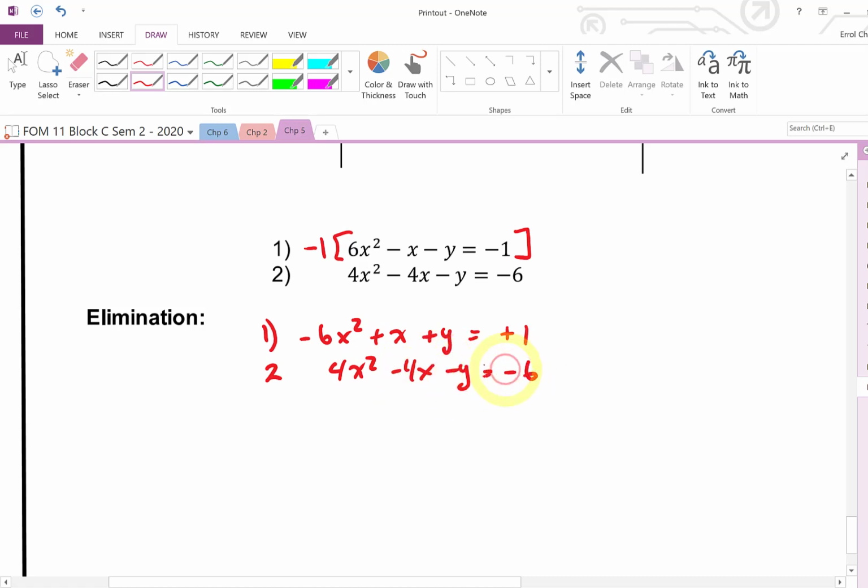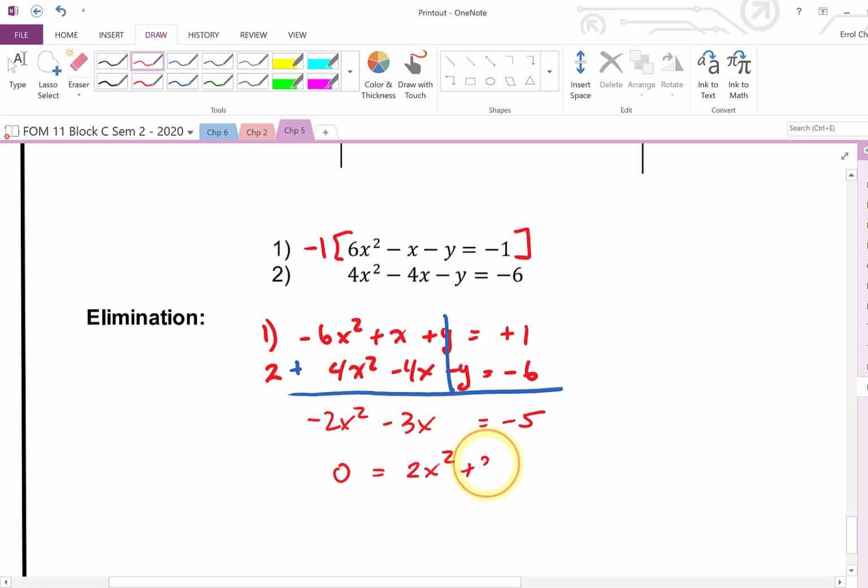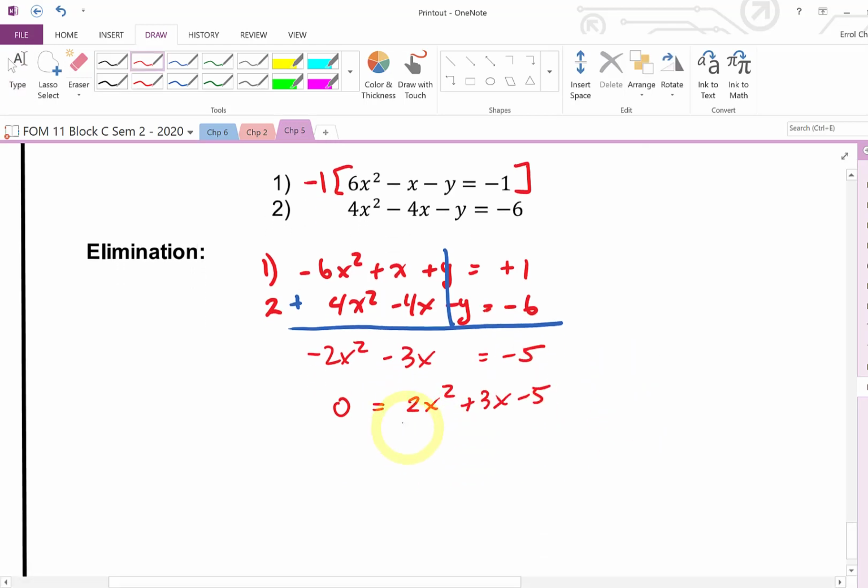Now, notice that this is a positive y, negative y. If we were to add them together, they eliminate, and that's why it's called elimination. So this becomes negative 2x squared, negative 3x is equal to negative 5. I'm going to move everything to the right-hand side. So 0 is equal to positive 2x squared, positive 3x minus 5. And notice we have the exact same quadratic equation. And again, I'm not going to waste your time on factoring. We can factor this. This becomes x minus 1 and 2x plus 5.